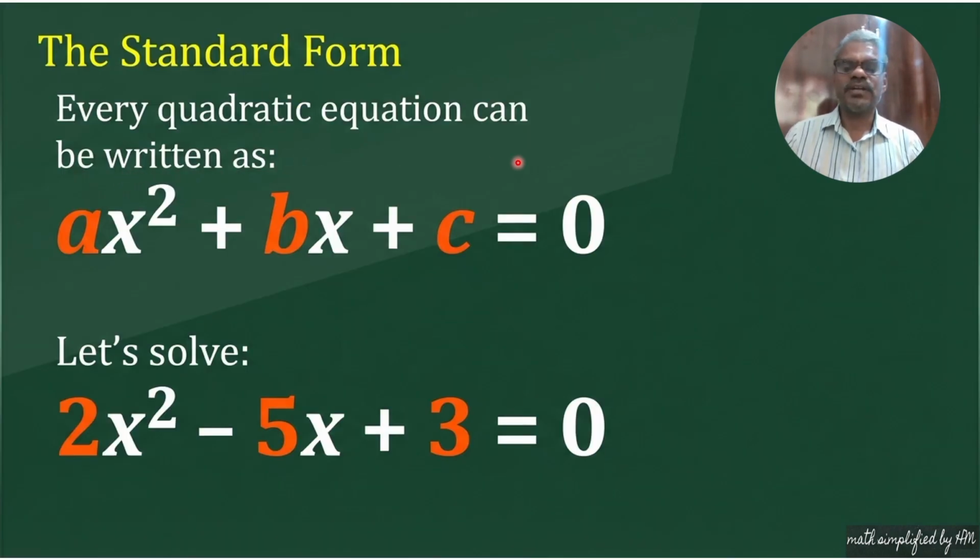Every quadratic equation can be written in its standard form: ax square plus bx plus c is equal to 0. Now let us solve 2x square minus 5x plus 3 is equal to 0.